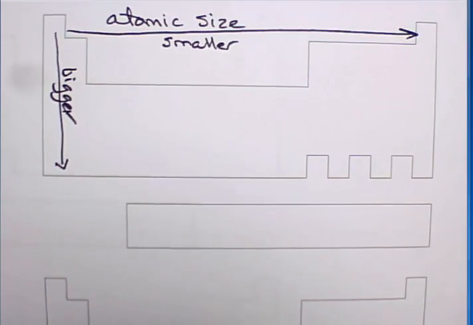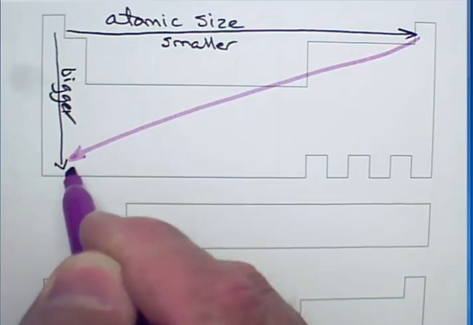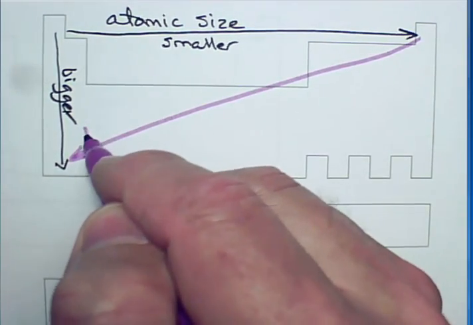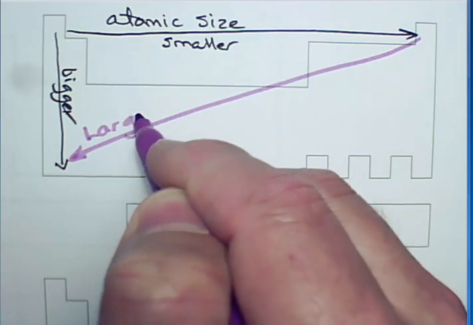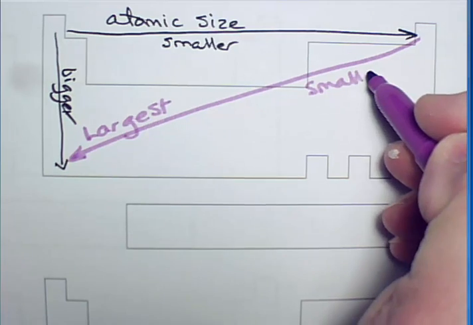So based on that, the largest elements are at the bottom left. Bottom left, those are the largest ones. So if we go from the smallest ones to the largest ones, we go like that. The largest ones are down here. The smallest are up here.